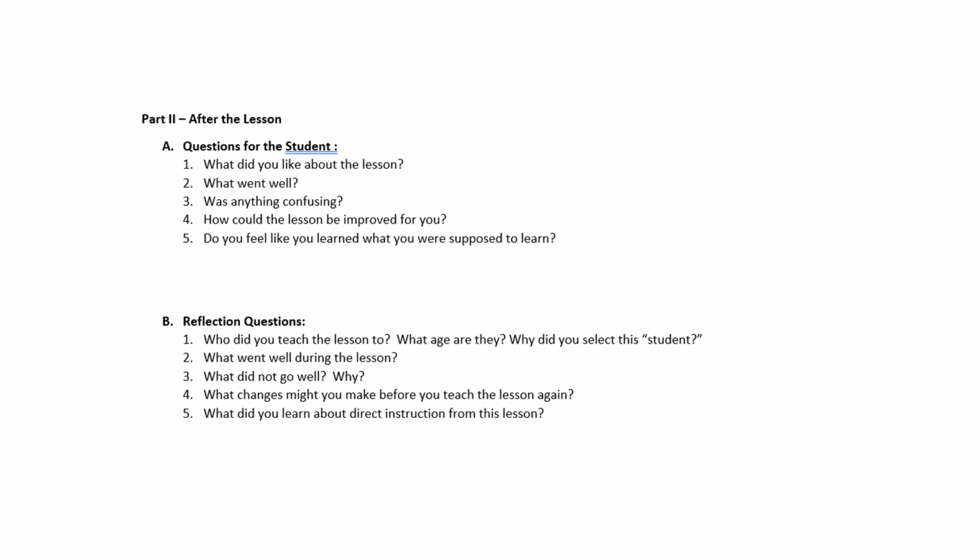The final part is your own reflection. Who did you teach the lesson to? What age are they? Why did you select this student? You can select an adult, by the way, if your lesson is age appropriate. What went well during the lesson? What did not go well? Why? What changes might you make before you teach the lesson again? And what did you learn about direct instruction from this lesson?